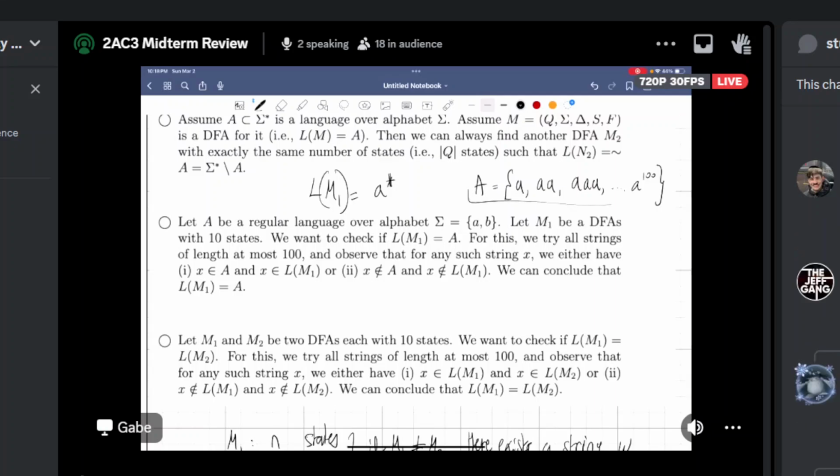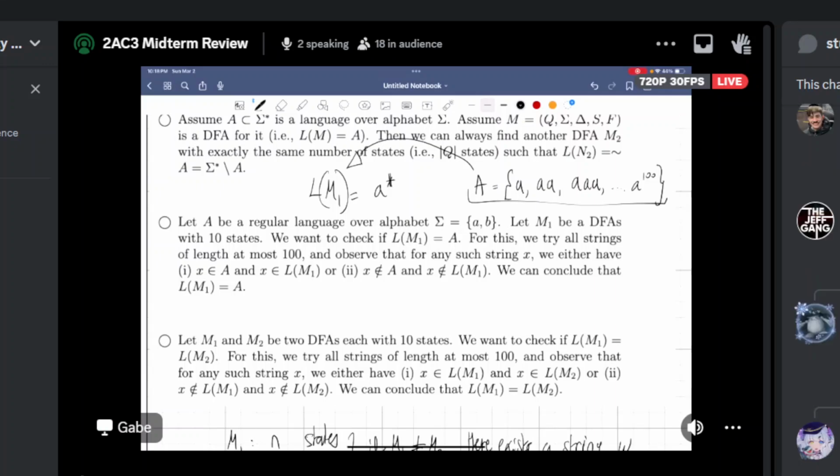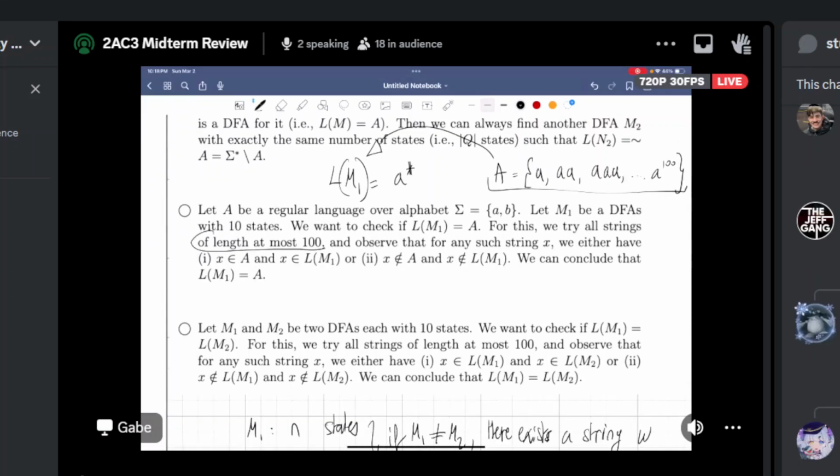So we came up with an A that mimics the DFA with 10 states for strings of length 100. We hard coded it because, again, the length is unbounded. We can hard code as many things as we want. And then anything of length 101 would not have been caught by our checks. Okay, I think we're good on that one.